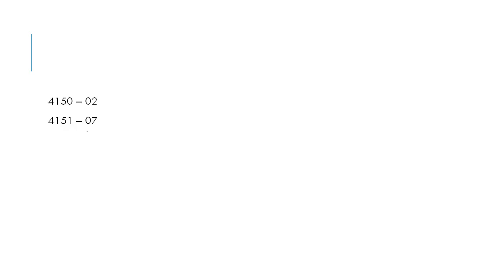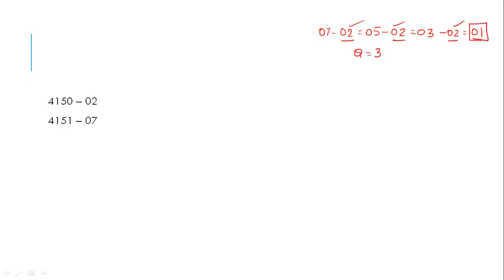If I want to divide 7 by 2, what I have to do is subtract this 2 from 7, as many times as possible. So again I can subtract here. Here I have subtracted 2 from 7 three times, so the quotient will be 3. And what is the leftover after subtracting? It is 1, so the remainder will be 1. So this is the concept of division.